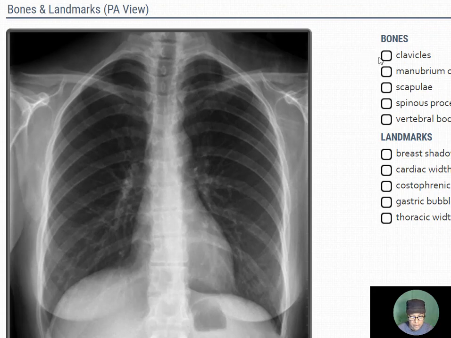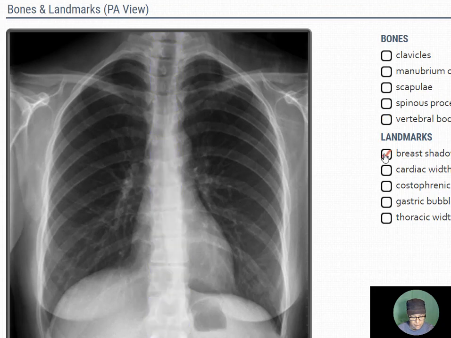So let's go through the bones. So we've got the clavicles right there, which are the collarbones. Here we've got what's called the manubrium of the sternum. Here we've got the scapula. These are your shoulder blades showing up here in green. And we've got the spinous process of the vertebrae that you can see here, which continues all the way down. They just highlighted these here. We've got the body of the vertebrae of the spine that you can see here on the x-ray.